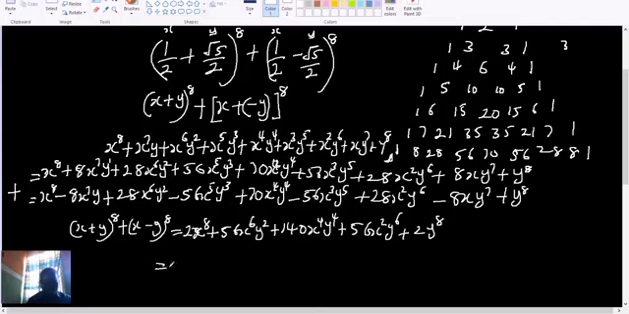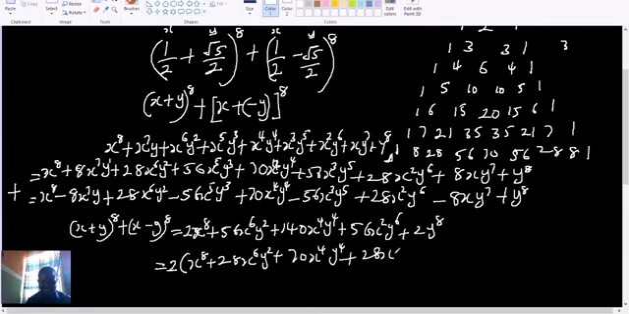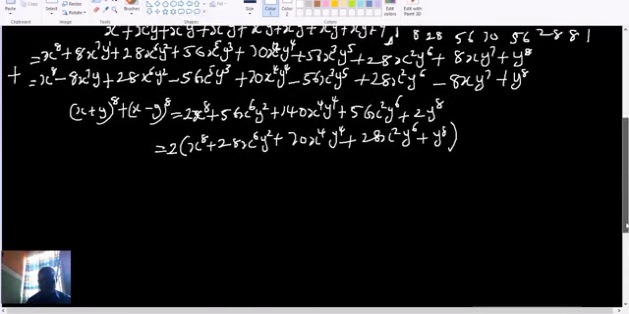Then from here, you can factor out 2. If you factor out 2, you have 2 into brackets. x raised to power 8 plus 28 x raised to power 6 y raised to power 2 plus 70 x raised to power 4 y raised to power 4 plus 28 x raised to power 2 y raised to power 6 plus y raised to power 8. So you have it in brackets. I believe you are following.